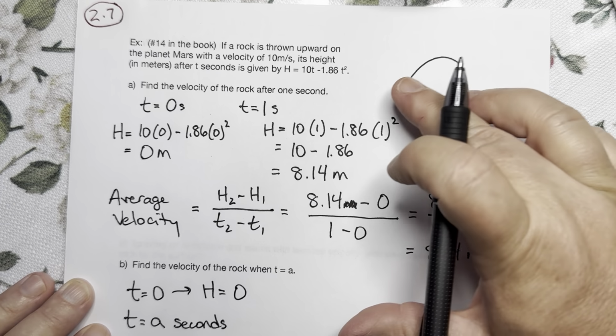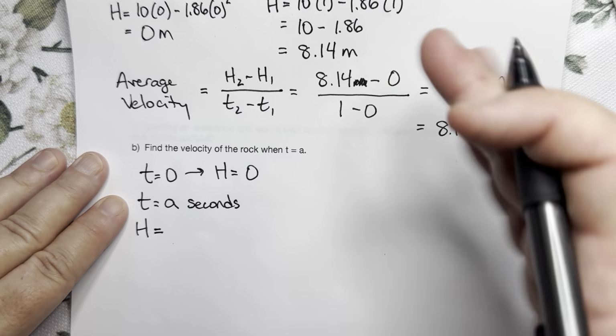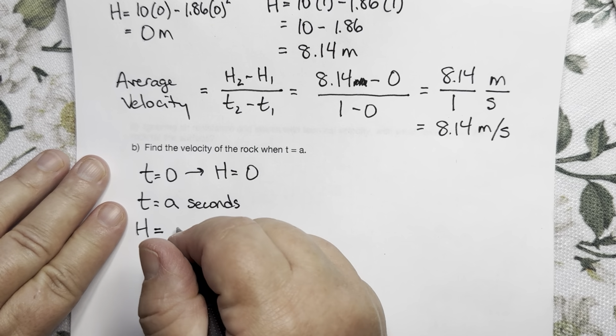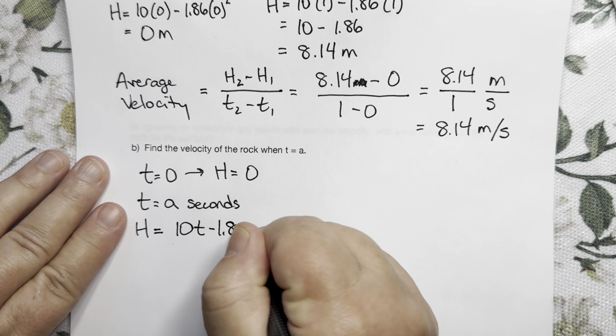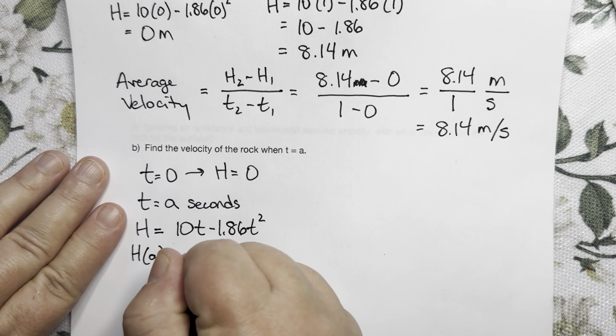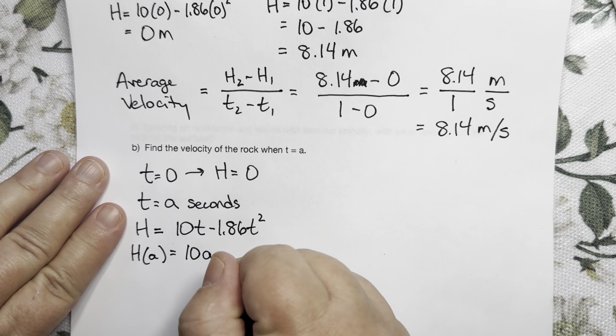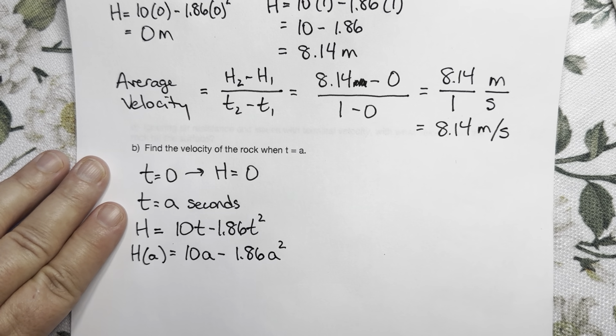So I'm going to use the same formula we had up there. I just don't have enough room, I have to keep shifting this up and down. This is going to be 10t minus 1.86 t squared. So at a seconds, this will be 10a minus 1.86 a squared. Okay, so we just plug that in.